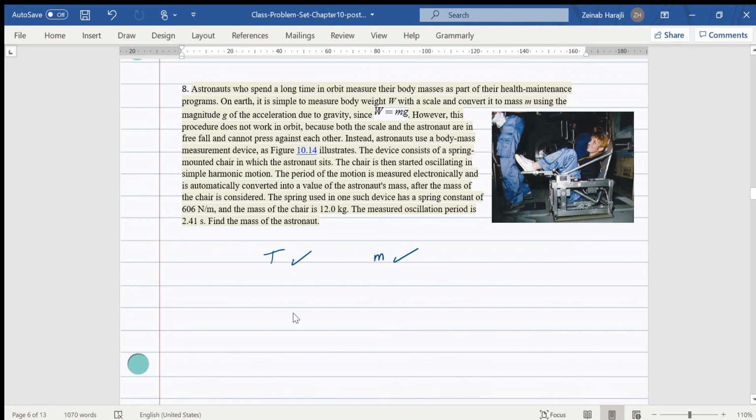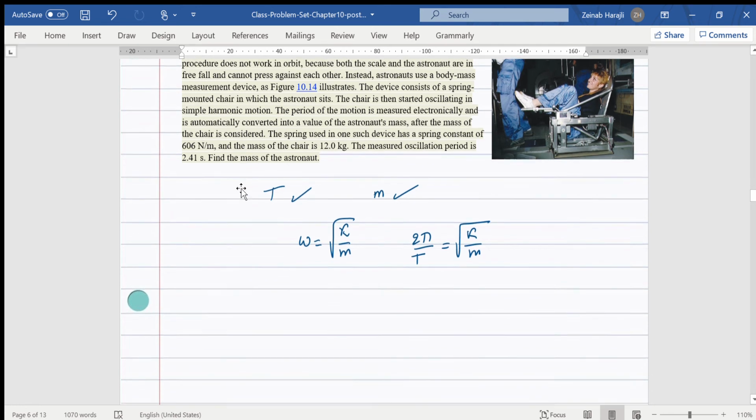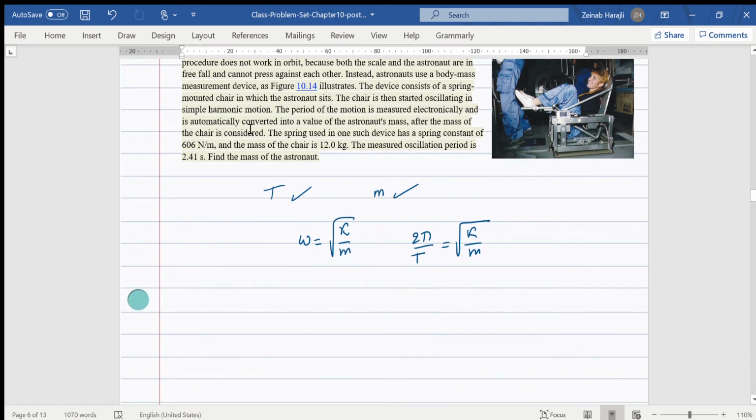We know that for simple harmonic motion, the angular frequency is √(k/m), and the angular frequency is 2π/T. So if we have k and we have the mass, now the mass here is going to include both the astronaut and the chair, then we can find the mass from the measured value of the period of oscillation.